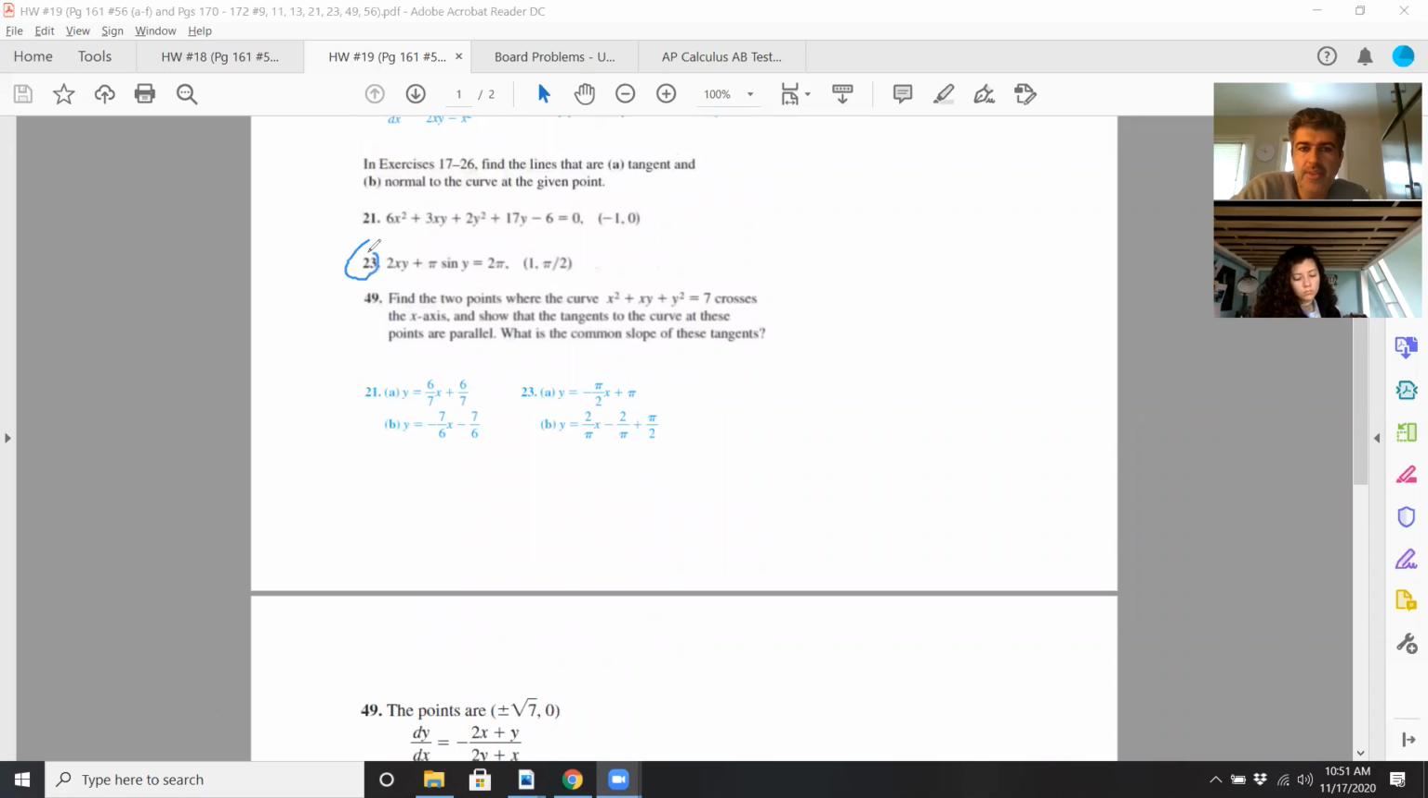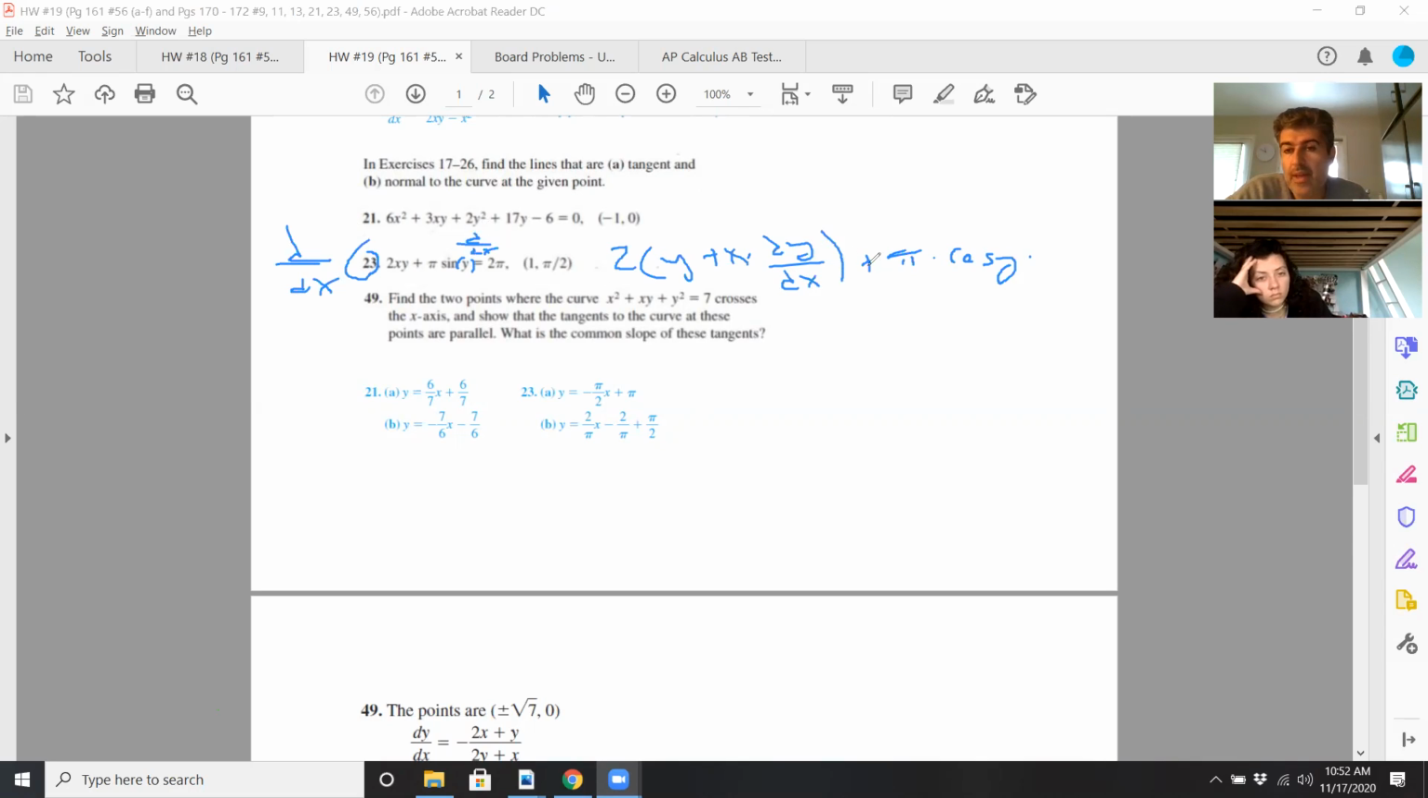So for 23, again, let's take the derivative. So 2 times y plus x times dy over dx. We already know that derivative of xy involves a product rule, but it's implicit, so you got to make sure you take care of that. Plus pi times cosine y. And remember, your inside is y here, and we're doing both sides with respect to x, so I got to say times dy over dx equals 2 pi. Now, just to save time, let's just plug in 1 and pi over 2 right away.